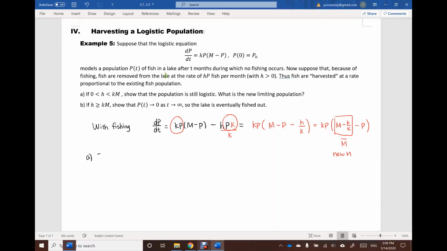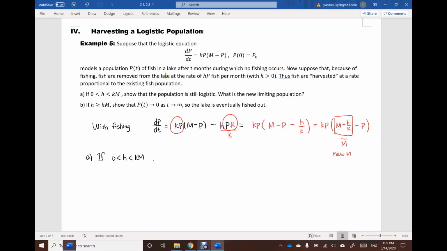Part A, if 0 < h < km. Okay, we want to show that the population is still logistic. What is the new limiting population? Well, let's see what's the difference.